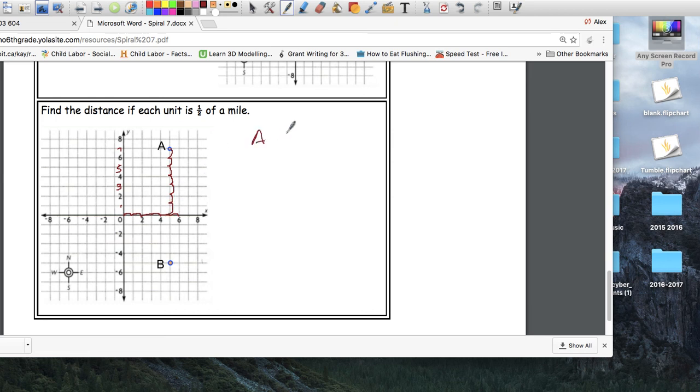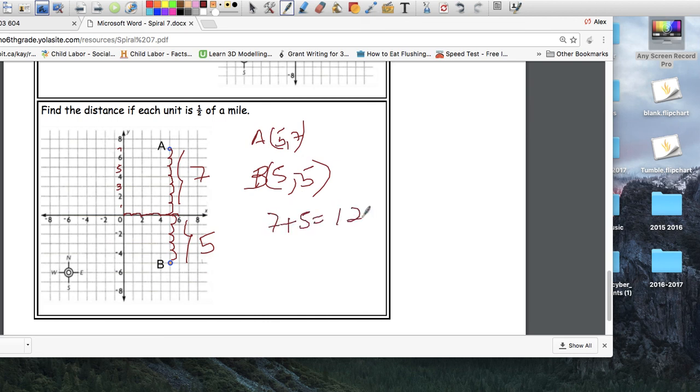If you want to identify, A is at 5 and 7. B is at 5 and how far down? 1, 2, 3, 4, 5, and negative 5. So I know this particular stretch is 7 units. I know this particular stretch is 5 units. So this guy's 7 floors above. This guy's 5 floors below. Total combined, the distance is 7 and 5, so that gives me 12. So I'm going to multiply those 12 units times half a mile, or 0.5, and that's going to get me 6 miles.